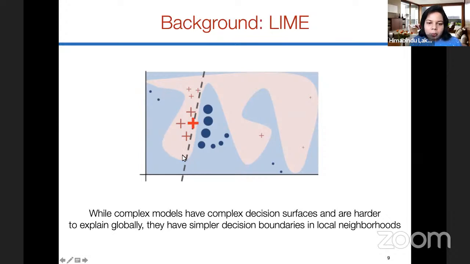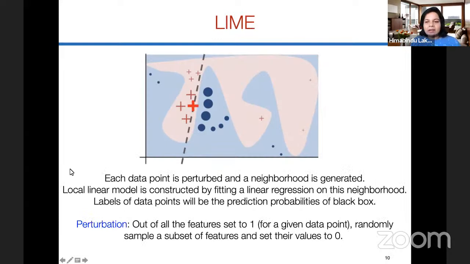So though globally it's a very complex decision surface, if we zoom in enough and look at the small pocket, this complex model is behaving like a linear model, right? That's exactly the intuition that these approaches try to capture and generate explanations, or post hoc explanations. And what do they exactly do? Again, we are talking about LIME.